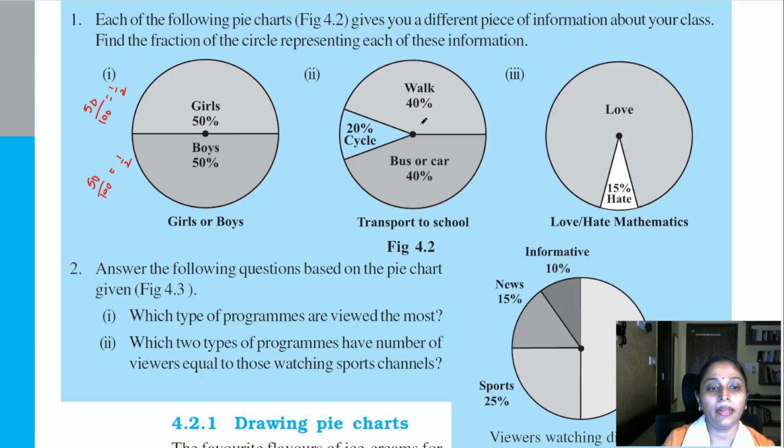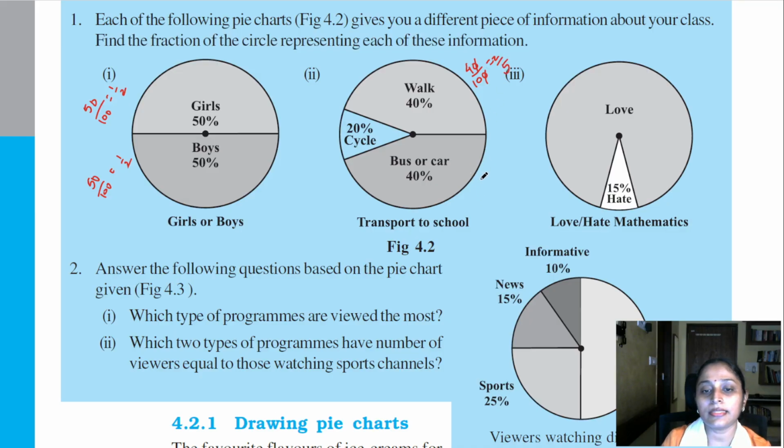So here again, in that particular class, transport to school. So 40% are going by walk. That means the fraction of students who are going by walk is 40 by 100, which is nothing but 2/5. So this is the fraction.